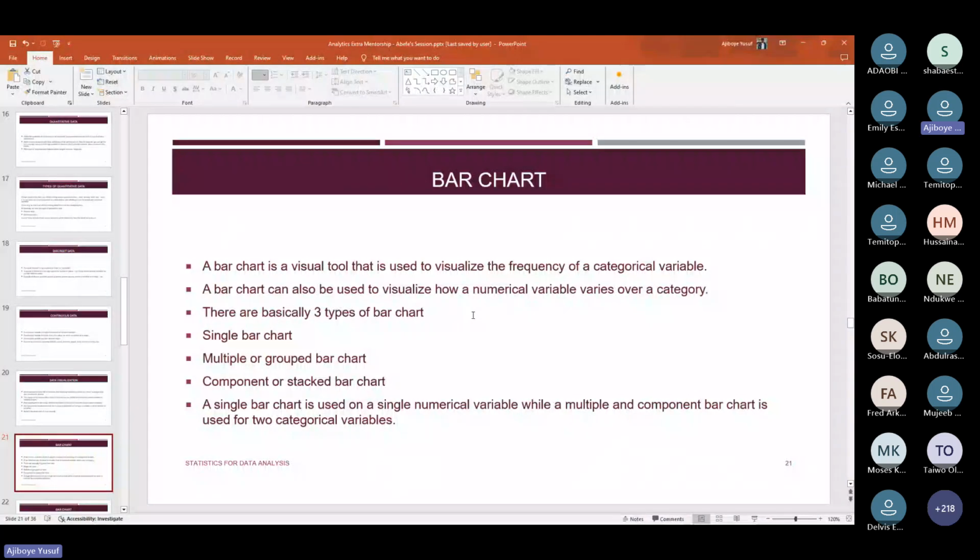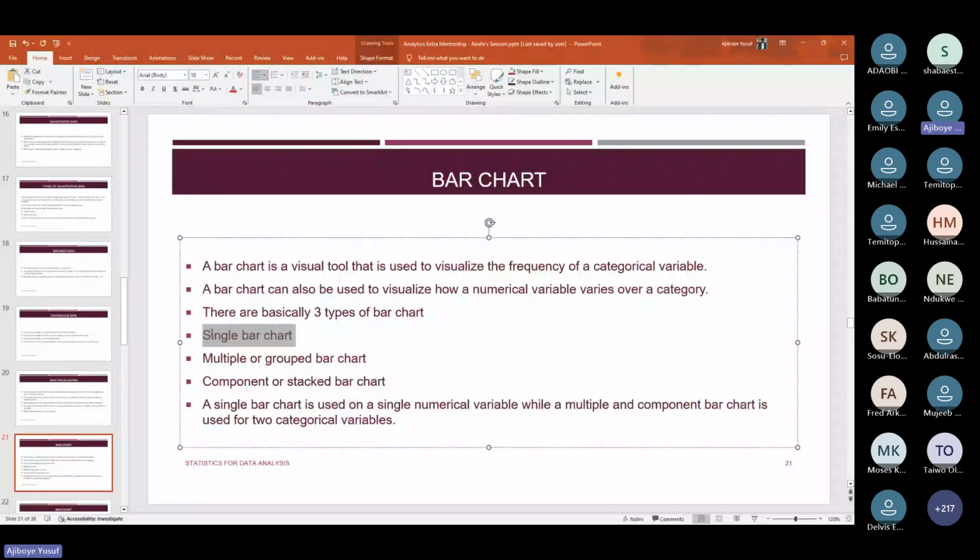So you can use your bar chart to represent the frequency of a categorical variable. At the same time, you can use your bar chart to visualize a numerical variable that has been categorized. Pay attention to that, please, very important. Now, there are 3 types of bar charts. We have the single bar chart, which is basically used to visualize a single categorical variable. We have the multiple or grouped bar chart, and we have the components bar chart. Now, these two are the same thing, so you just choose them based on your choice.